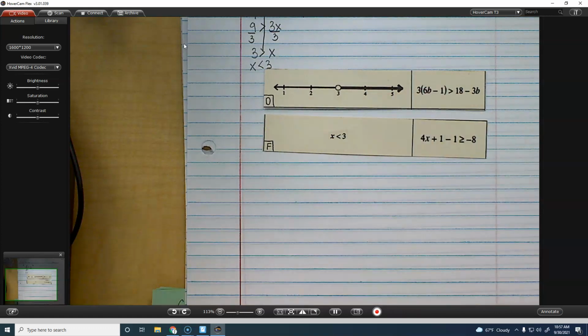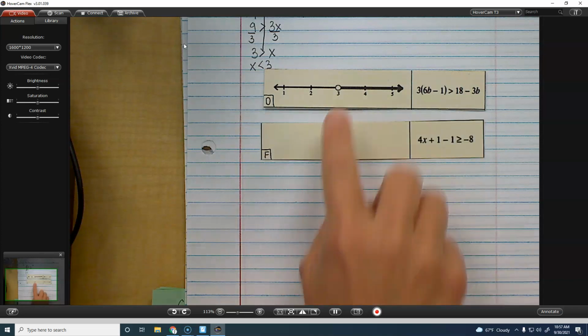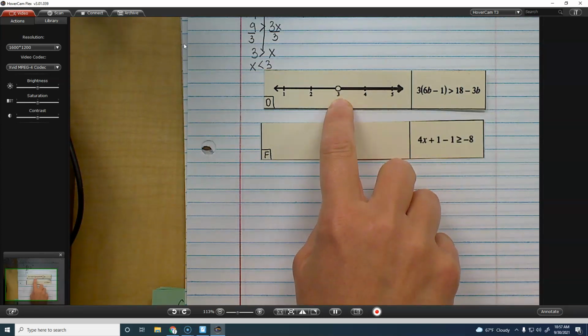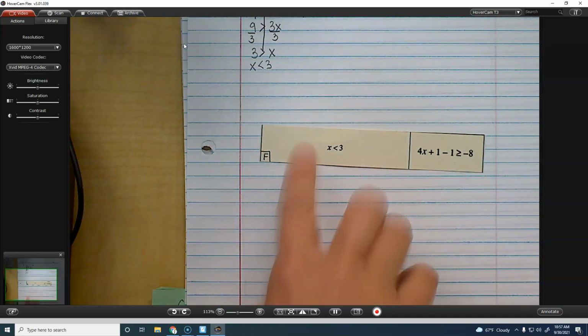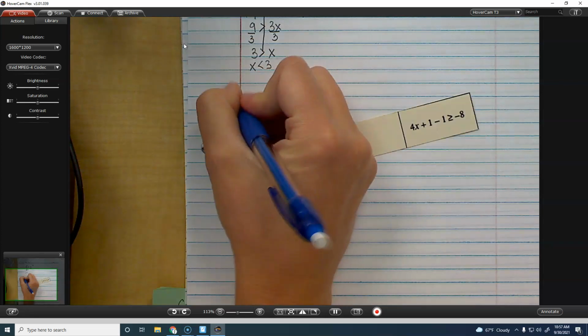Okay, which one of those is correct? F is correct, because this one right here is x is greater than 3, right? So it's not that one. I'm going to save that one. So F comes next. So I'm going to do F.